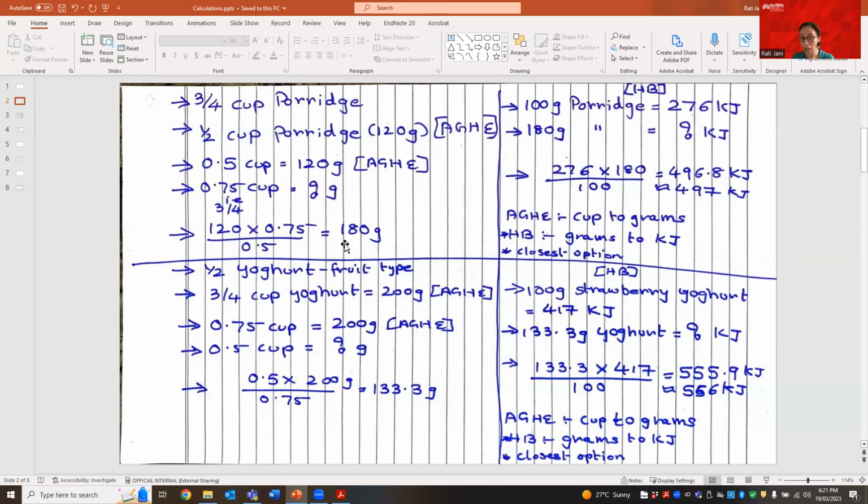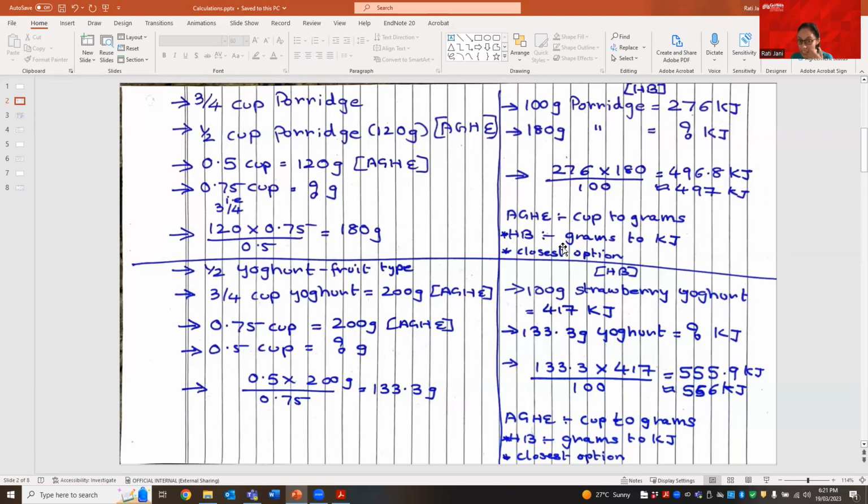We know that our amount is 180 grams. So how many kilojoules is 180 grams of porridge? It will definitely be a bigger number than 276, because 276 is only 100 grams of porridge. So now you have 276 into 180. Again, I'm cross multiplying, crossing the borders, divided by 100. This will give me 497 kilojoules. So roughly this is the kilojoules for 3/4 cup of porridge, or 180 grams of porridge.